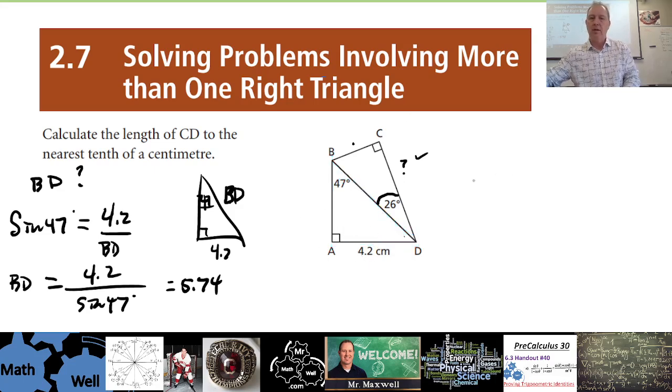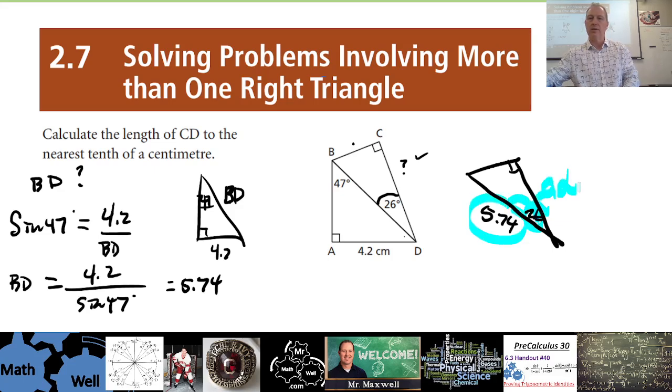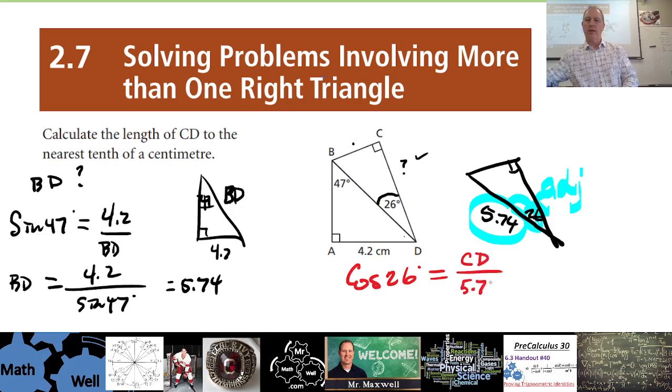And so I'm going to use that now for this triangle. 5.74 is here. And I've got 26 here. So that means that I can use 26. This is the hypotenuse, and this is the adjacent. Everyone see that? Adjacent and hypotenuse. So which one is adjacent and hypotenuse? Right on. So cosine of 26 degrees equals adjacent side, which is unknown, that's the CD side, over 5.74. Or 5.74 times cos 26 will give me my answer.